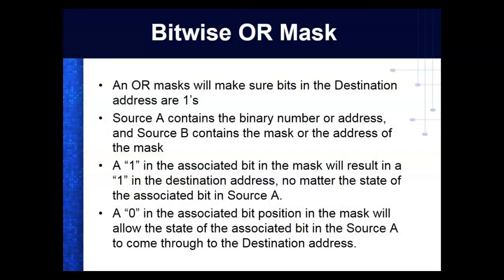An OR mask will make sure bits in the destination are 1. So as on an OR, it's what? A 0 and a 0 is a 0. A 1 and a 1 is a 1. A 0 and 1 is a 1, and a 1 and 1 is a 1. You can see why it's called bitwise, because we're doing it on each individual bit, right?